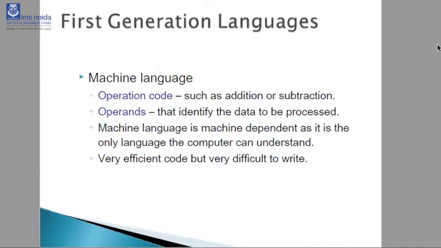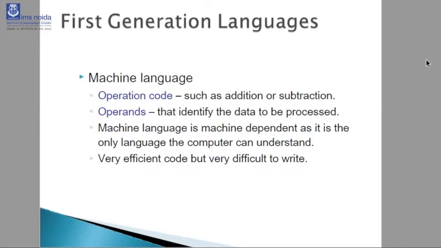The first generation language is called the machine language, right? The first generation programming language is also called a low level programming language because it was used to program the computer system at a very low level of abstraction, that is, at the machine level. The machine language, also referred to as the native language of the computer system, is the first generation programming language. In machine language, a programmer only deals with binary numbers, right?